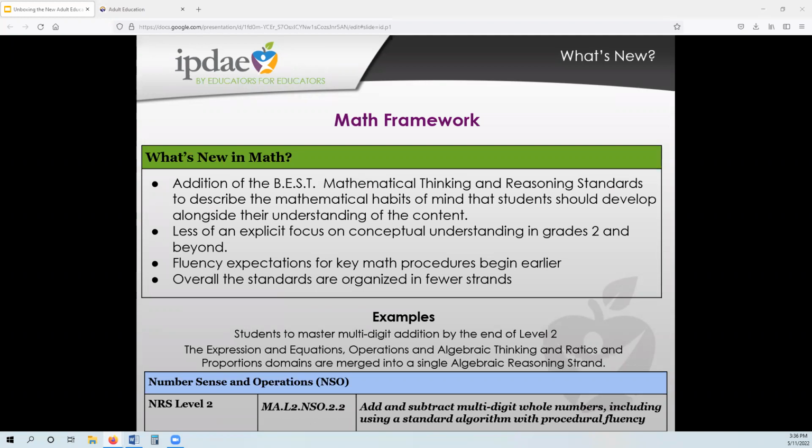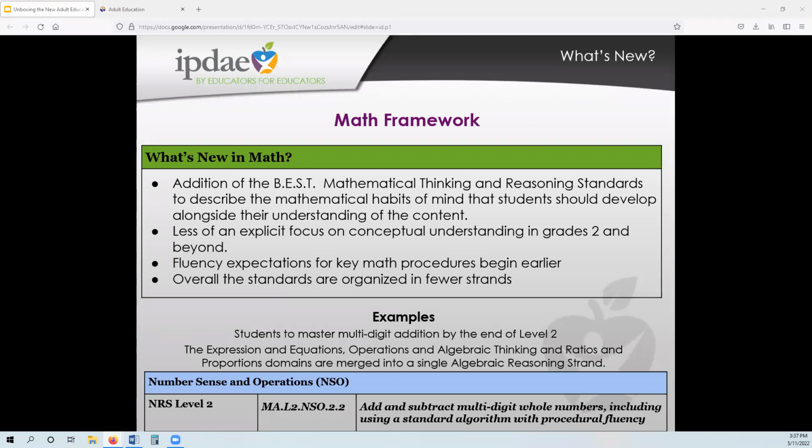You'll also notice less of an explicit focus on conceptual understanding in grades 2 and beyond, right? So that it becomes more pronounced really in level 3. So a lot of that new math that many teachers and caregivers found challenging, there's less of an emphasis on that, especially in the levels above level 3. And that has an accompanying shift, which really relates to the introduction of fluency expectations earlier, right?